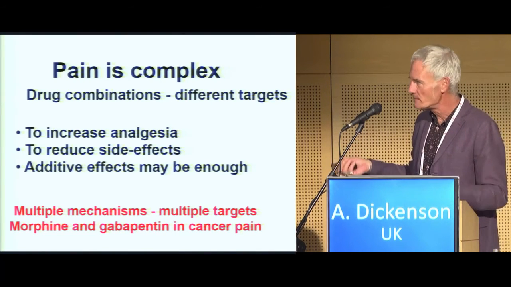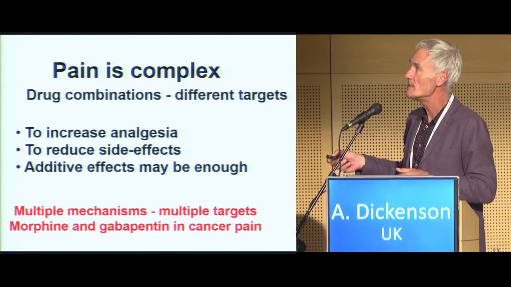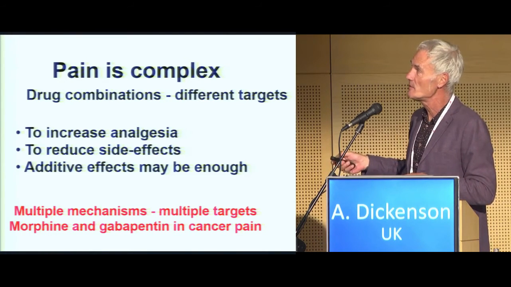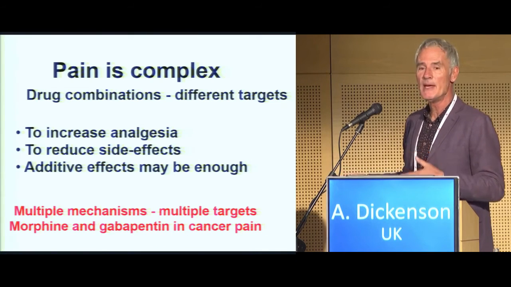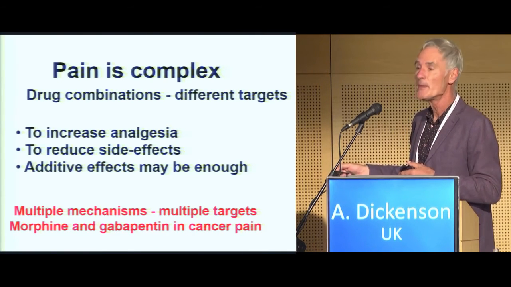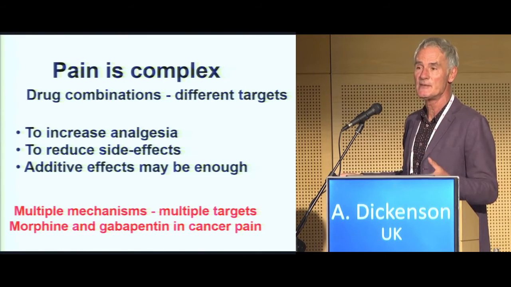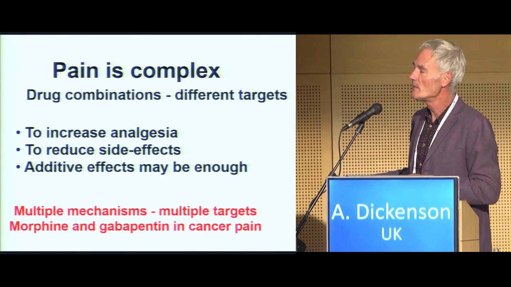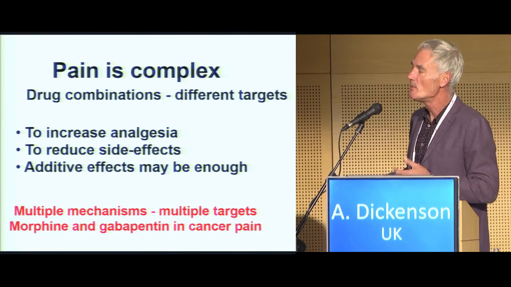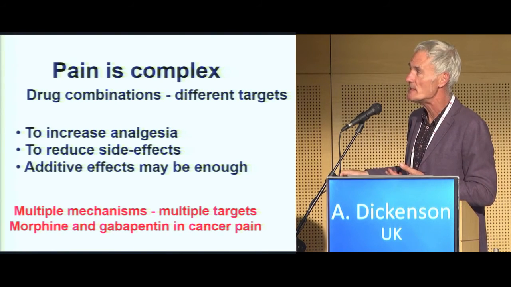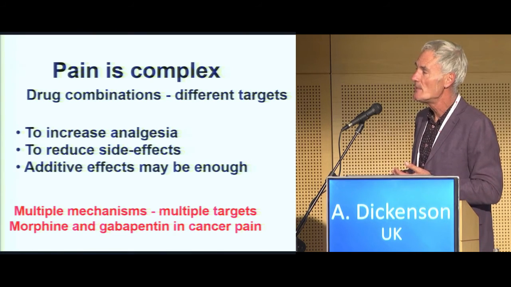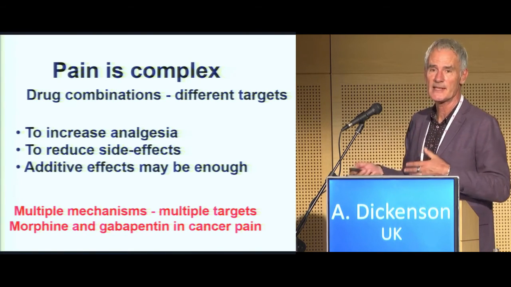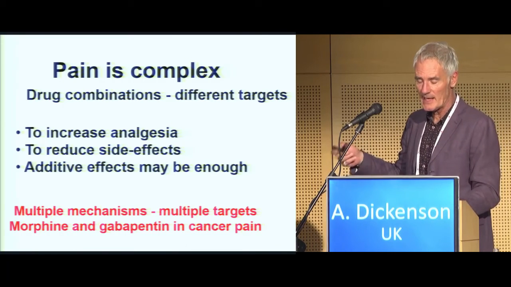And what about opioids on their own? Well, we know that pain is complex. Combinations of drugs with different targets can be helpful, and you may want to combine to increase analgesia, or simply reduce the doses of the 2 drugs, reduce side effects, and you might just go for an additive effect. One of the best examples of this is morphine and gabapentin, the Ian Gilron paper. There have been some others subsequently. This was in cancer pain. But one of the issues here is that you could increase analgesia with the combination, but you also increase side effects. So it's this kind of payoff between one thing and another.